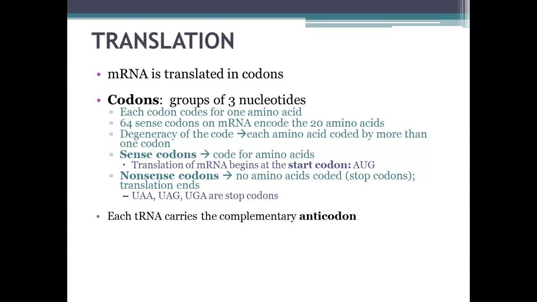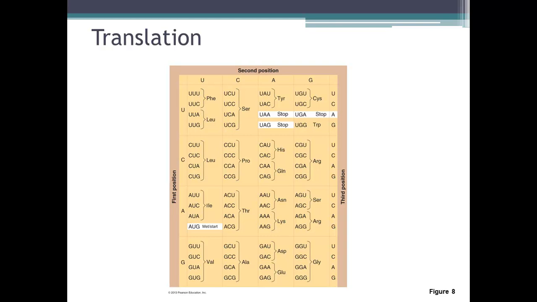Each tRNA molecule carries the complementary anticodon. The anticodon is complementary to the sense codon. So the anticodon pairs with a codon, and the amino acid is transferred to match the codon. So let's put this all together. Here is our codon chart. Remember, a codon is 3 nucleotides. So 1, 2, and 3. So this is a codon. You have 64 sense codons, and each one of them is going to encode one of the 20 amino acids.